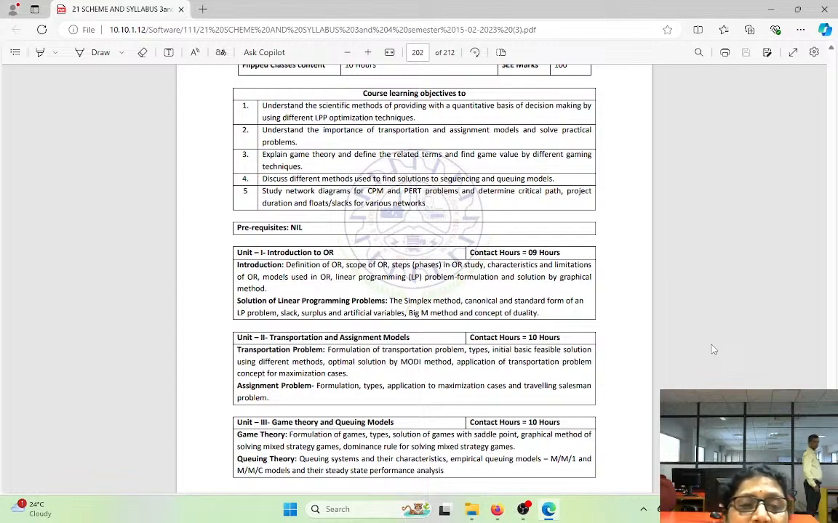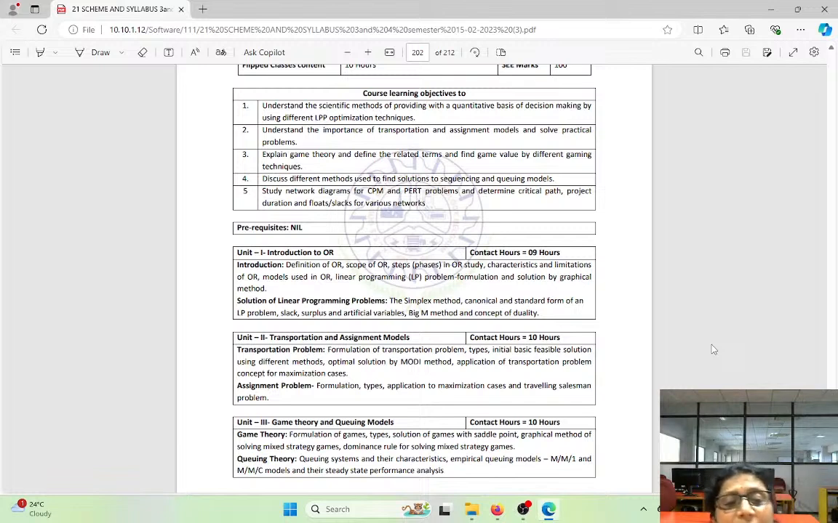So the first unit is introduction to operations research: definition, scope, steps or phases, characteristics and limitations. In that only you are going to study the simplex method or standard form LP problems, and you are going to learn what is slack, what is surplus variables, what are artificial variables, and various methods of solving the problem wherein the constraints are given. So you will have to maximize the profit or minimize the loss. That is the punchline of operations research. You either maximize the profit or minimize the loss.